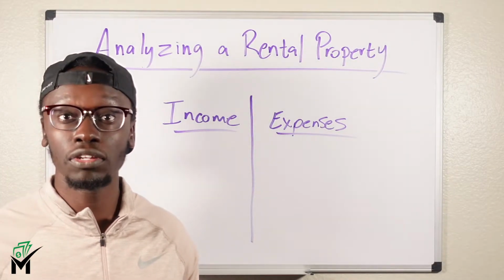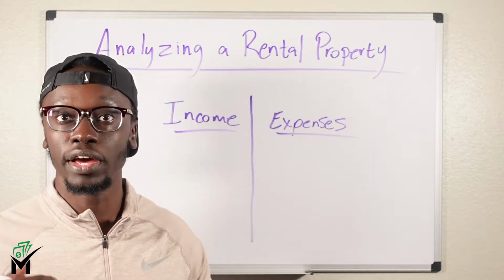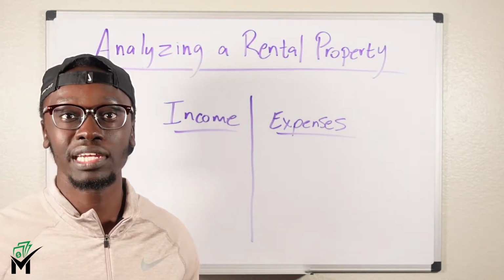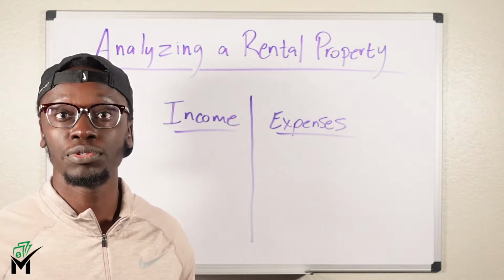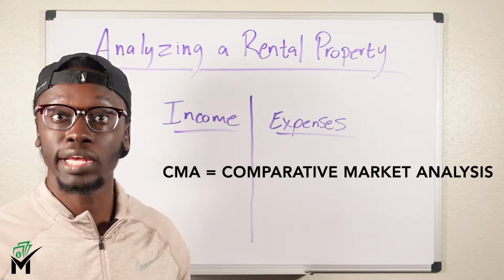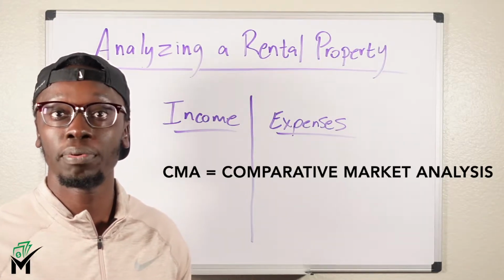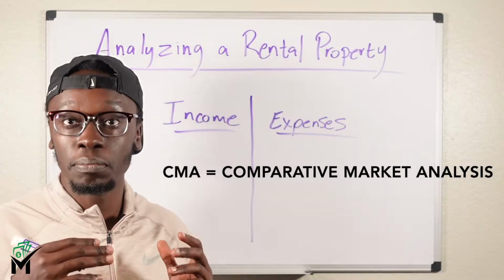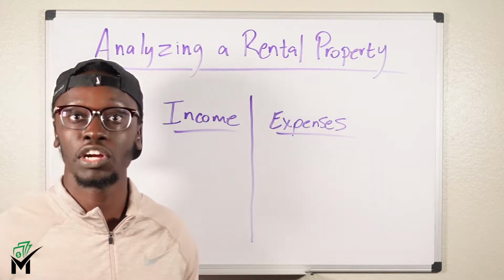And the third place I'll look for rent is actually using a real CMA from my real estate agent. So if you have a real estate agent, you can ask them to run a CMA, which is a comparative market analysis, to determine what other properties that are similar to yours are renting. This is the most definitive method to actually determine your rent.